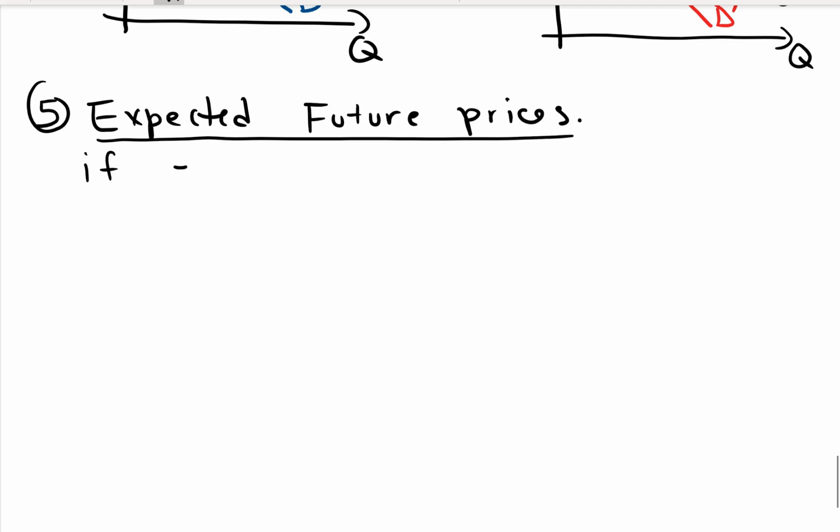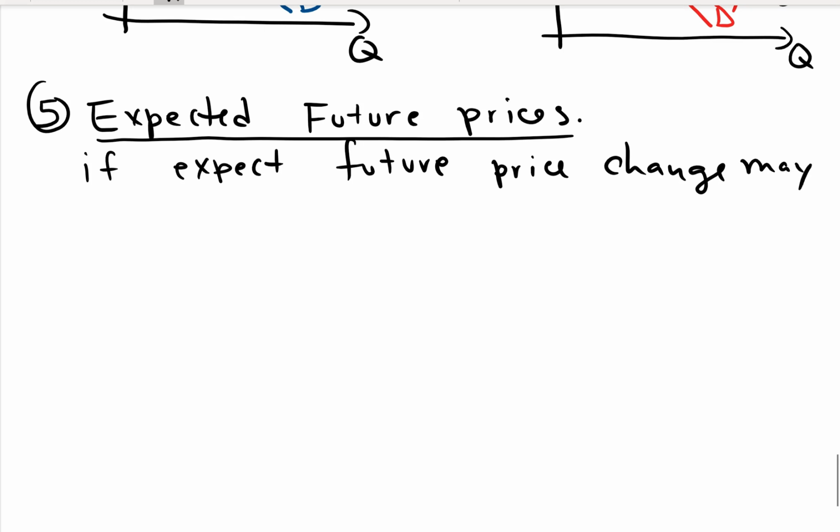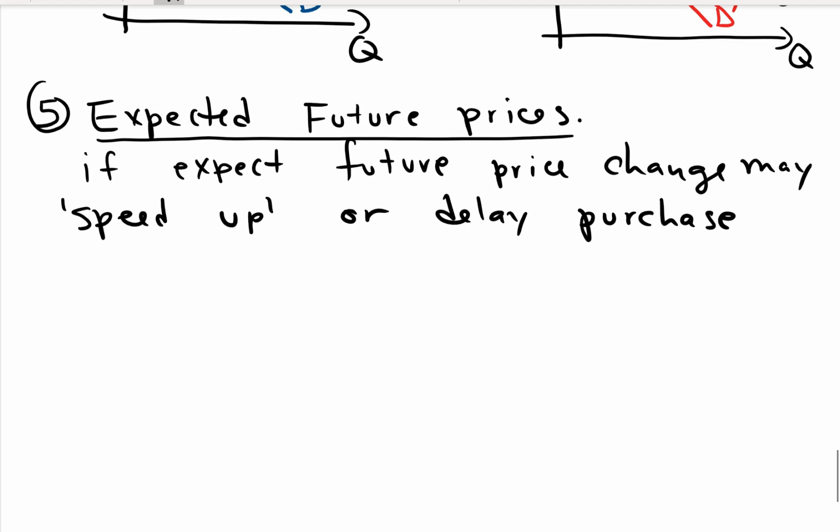So if you expect a future price change, you may decide to speed up or delay a purchase, right? And so that's going to affect current demand. So, for example, if you expect the price is going to go up in the future, this is your expected future, then it's going to make you want to buy it now. And you're going to want to buy it now because if you buy it later, you're going to pay more.